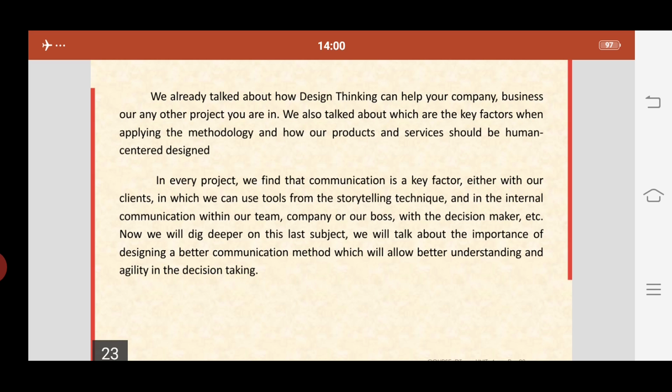It is either with our clients, where we can use tools from storytelling techniques, as well as, we are humans after all and not machines. So the ability to make the team work together on a prototype without being biased and judgmental requires excellent coordination skills.